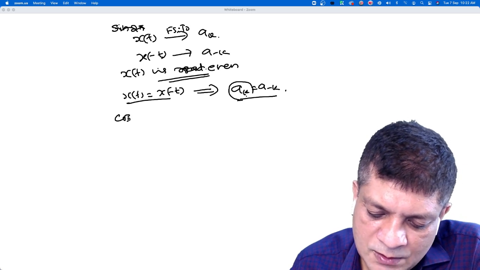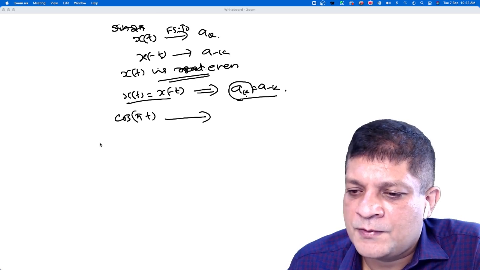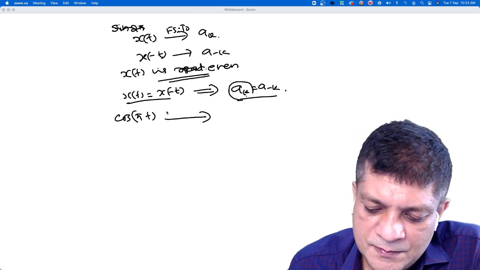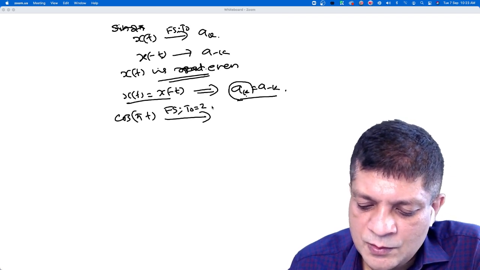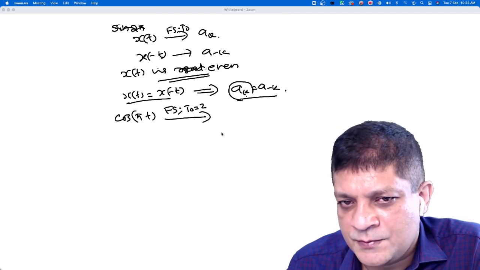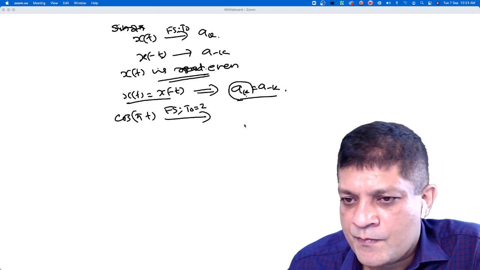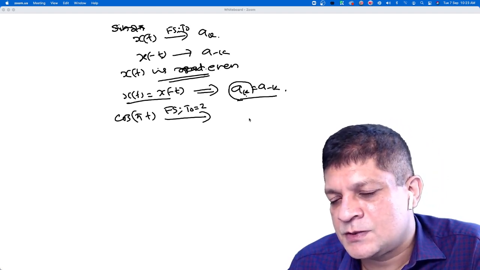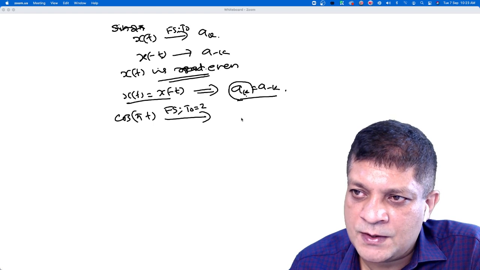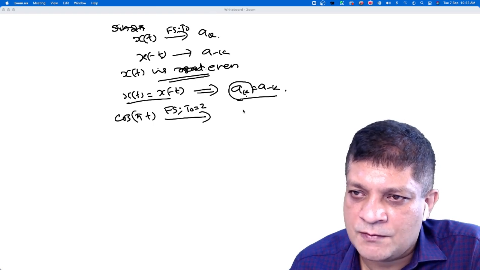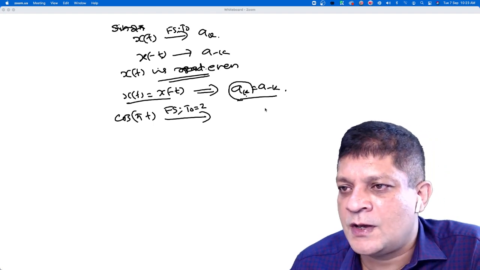For example, if you consider cos pi t, what are the Fourier series coefficients? What is the fundamental period of this? 2. With respect to 2, what are the Fourier series coefficients? The sine and cosine, you should remember this. I have explained it in the previous class. Half, and for which values is it half? k plus or minus 1, it is half, and for all the other values, it is 0.